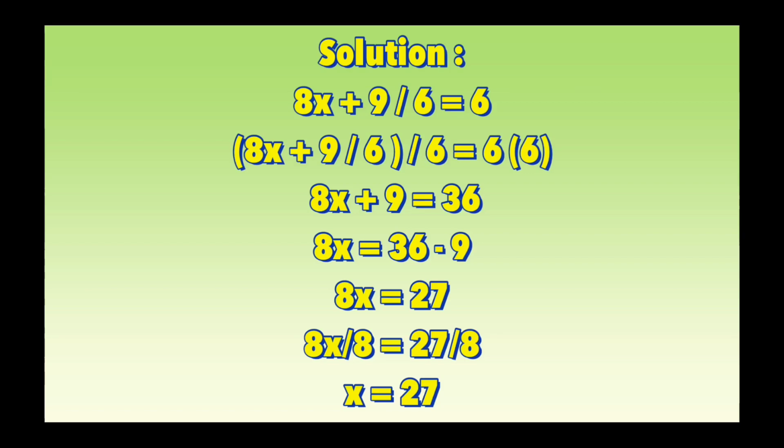Then we're going to transpose the constant to the right side of the equation. It becomes now 36, then 9 becomes negative 9. 8x equals 27 after simplifying 36 minus 9. Then we're going to divide both sides by 8. 8x divided by 8 equals x. 27 divided by 8 equals 27 over 8. Take note, if we divide and the result is not exact, our answer remains as an improper fraction.